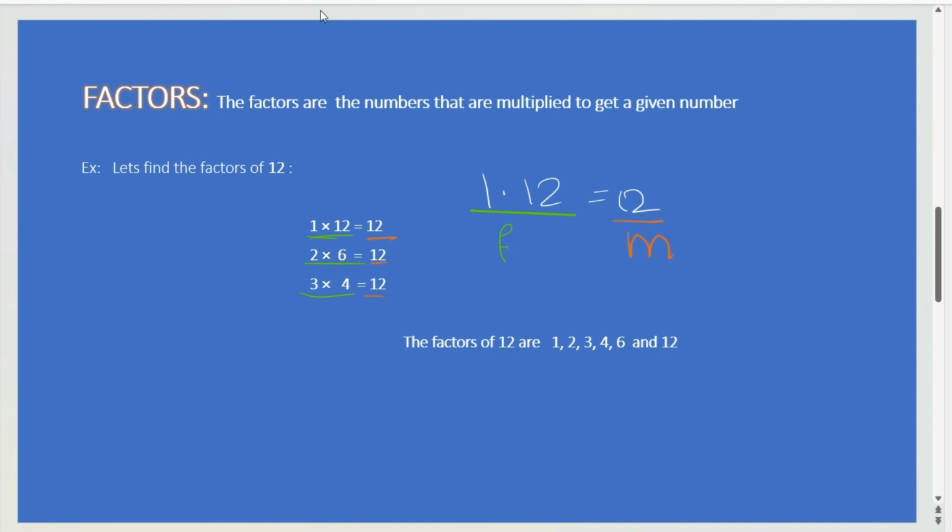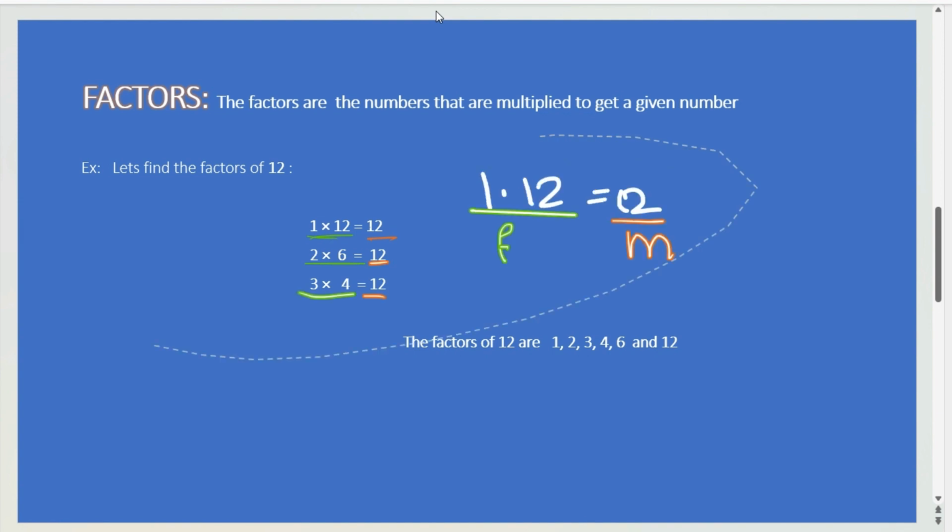So factors are basically the numbers used to make a multiple. So really, factors can be literally any number as long as it makes a multiple. So here, factors of 12 are 1, 2, 3, 4, 6, and 12.